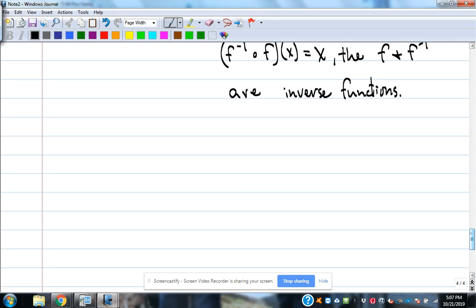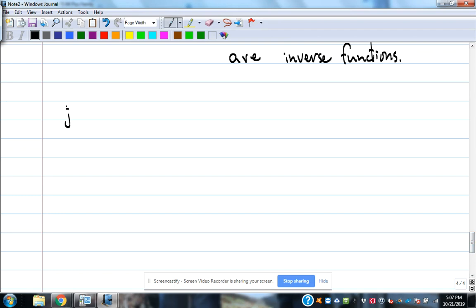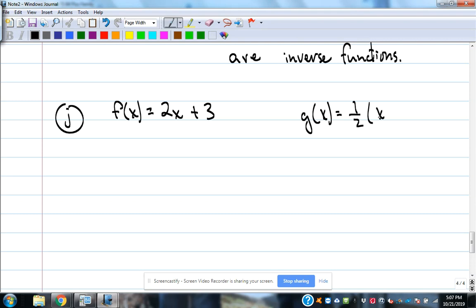So let's take a couple of functions and decide, are they inverses, or more specifically, we're proving two functions are inverses of one another. What letter are we on here? J. f of x is equal to 2x plus 3. g of x is equal to 1/2 parentheses x minus 3. We're going to prove or disprove that f of x and g of x are inverse functions.